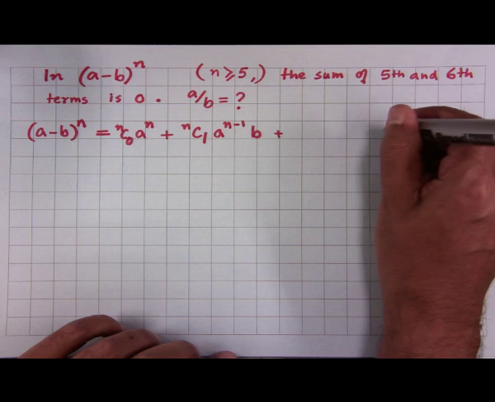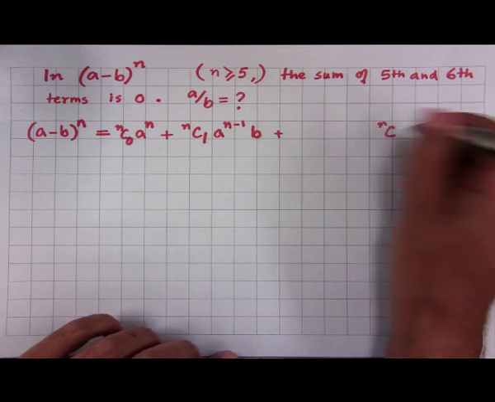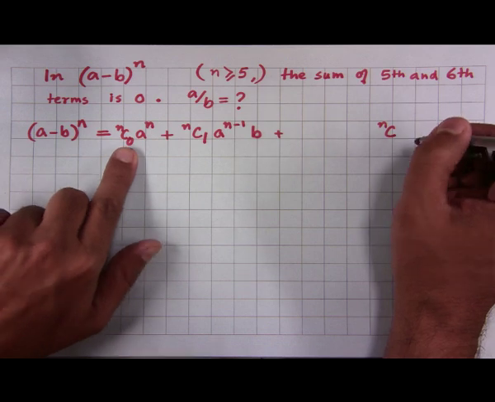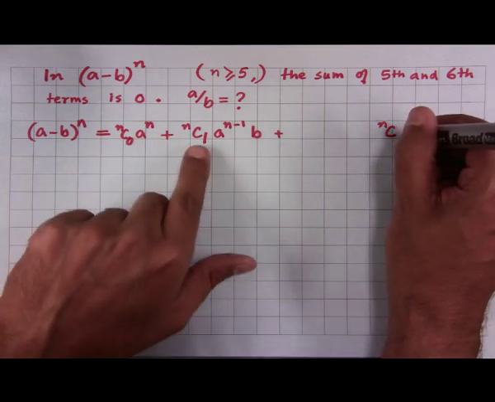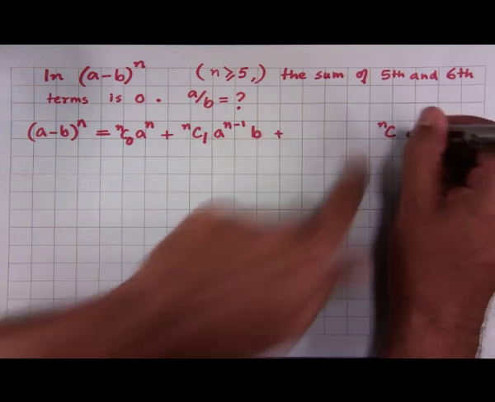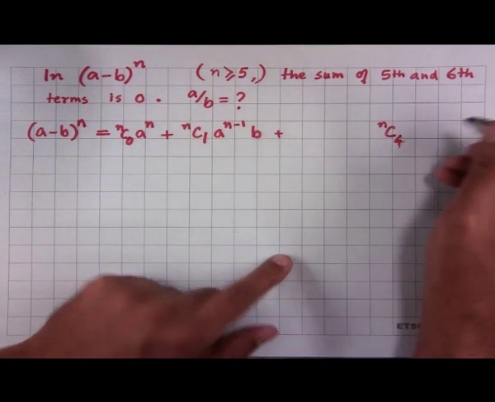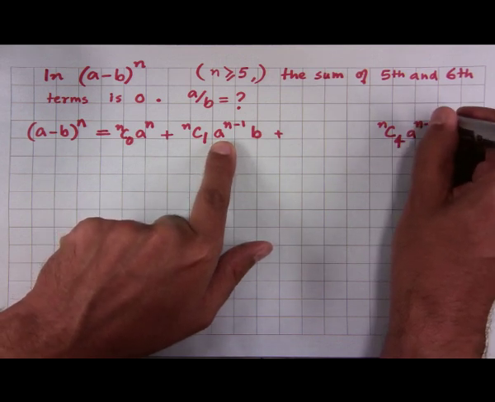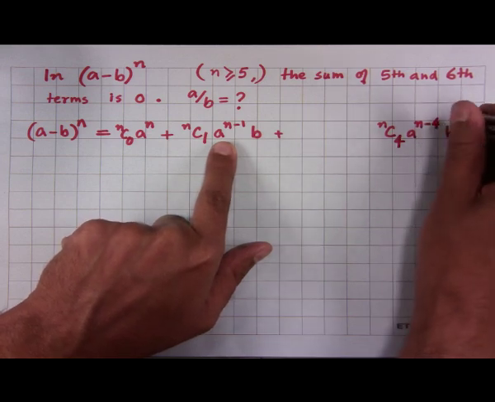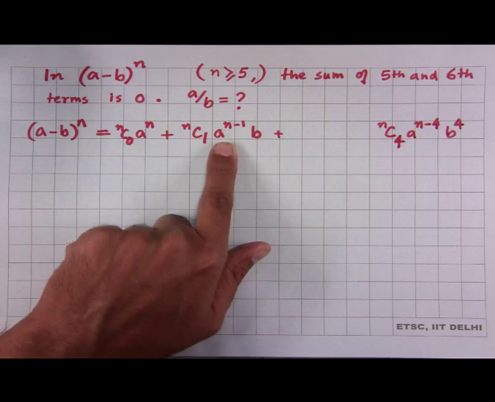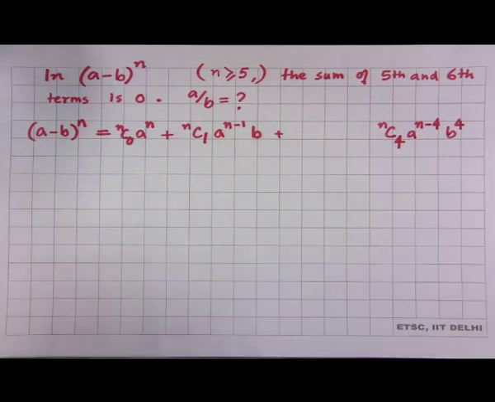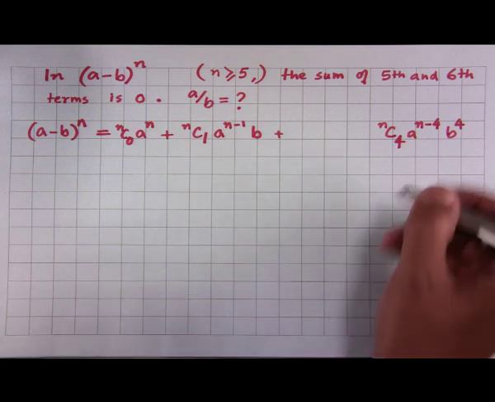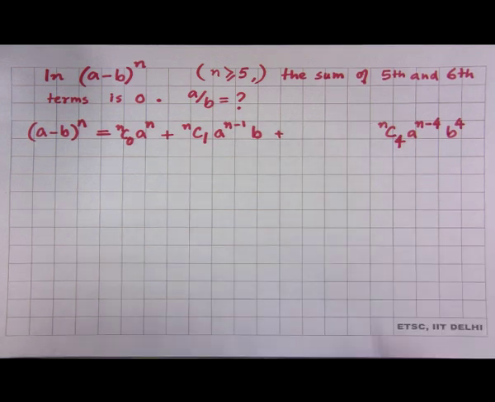What is the fifth term going to be? The first term is n c 0, so the fifth term is going to be n c 4, because the terms go n c 0, n c 1, n c 2, n c 3, n c 4. Therefore you are going to choose n minus 4 a's and how many b's? 4 b's. That is why n choose 4. You are choosing 4 b's. So that is the fifth term. And what is the sixth term? Oh, mistake.